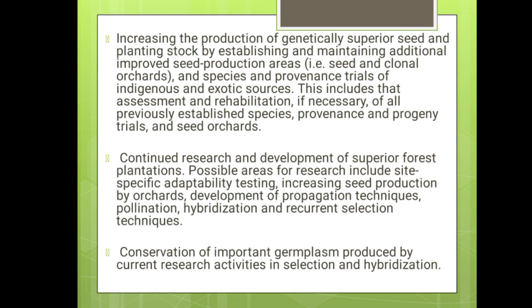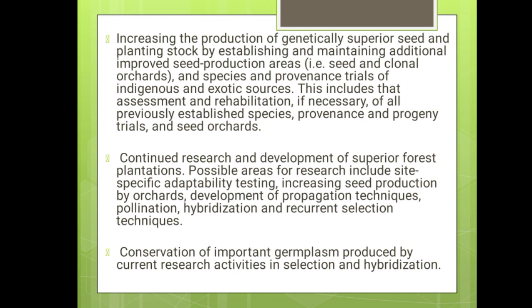Pang-apat ay continue research and development of superior forest plantations. Possible areas for research include site-specific adaptability testing, increasing seed production by orchards, development of propagation techniques, pollination, hybridization, and recurrent selection techniques. Sinasabi dito ay pinagpapatuloy ang pag-aaral at pag-develop ng mga taniman para lalo pa maparami ang mga seed production sa pamamagitan ng mga orchards at pag-develop ng mga techniques sa mga pagpaparami at pag-hybrid.